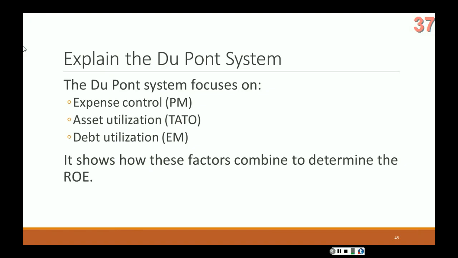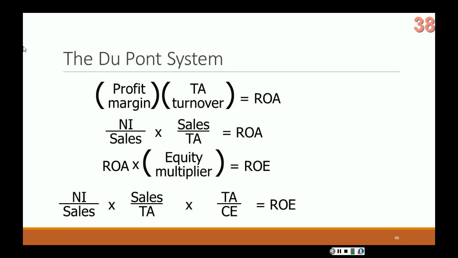We also have the DuPont system. This allows us to focus on expense control, asset utilization, and debt utilization. It shows how these factors combine to determine return on equity. So the DuPont system, profit margin times total asset turnover is equal to return on assets. You see that when you break them down. So profit margin is equal to net income over sales times sales over total assets. Sales cancel out. That gives you net income over total assets, which is return on assets.